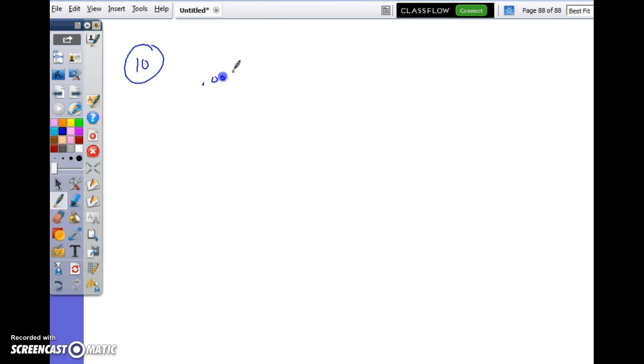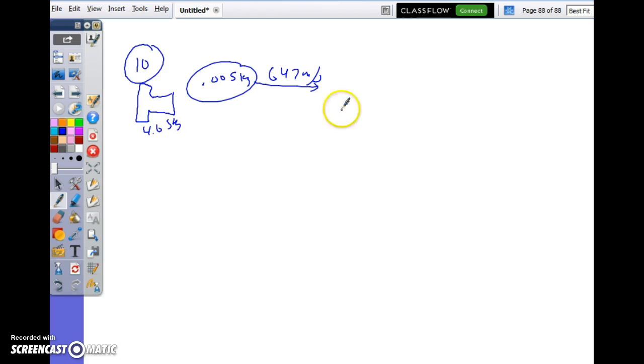A 0.005 kilogram projectile is launched with a horizontal velocity of 647 meters per second from some sort of launcher that is 4.65 kilograms. What is the velocity of the launcher after the projectile is fired? So before the projectile is fired, momentum before is 0. So momentum before equals momentum after.